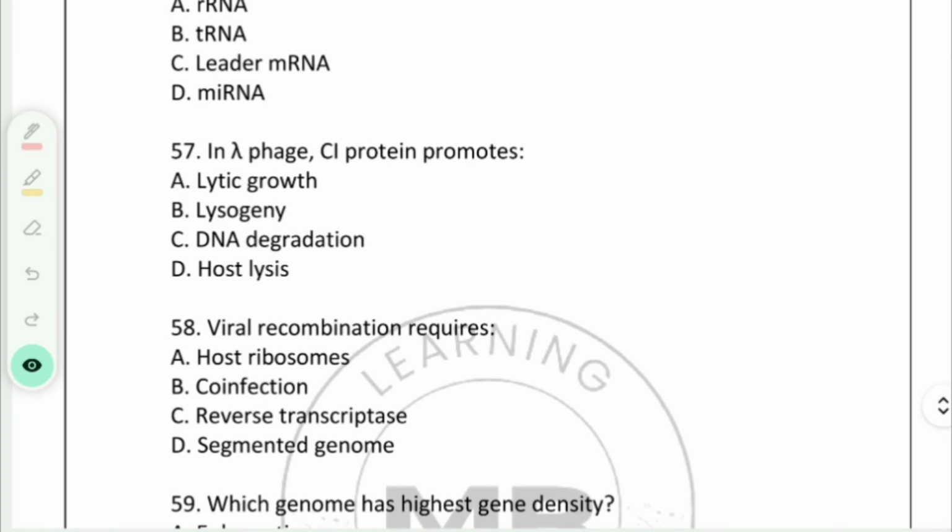57. In lambda phage, CI protein promotes, options are A, lytic growth, B, lysogeny, C, DNA degradation, D, host lysis. So the correct answer for this question is option B, lysogeny.